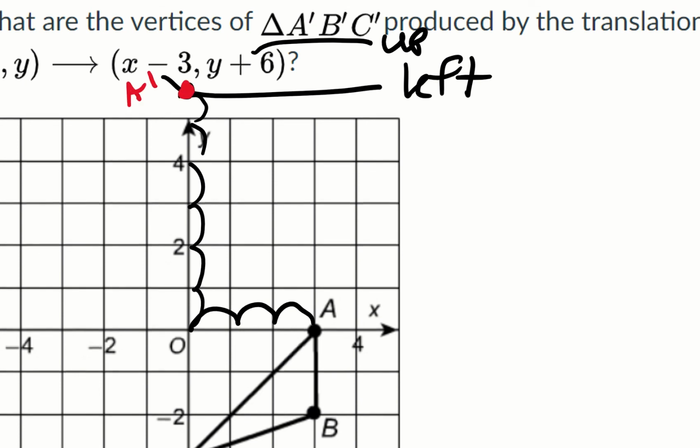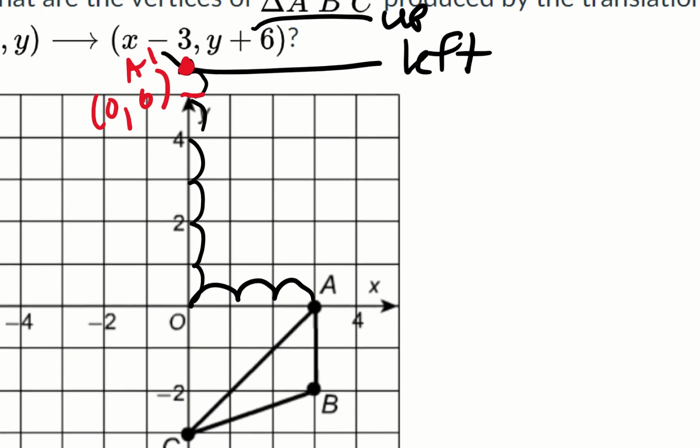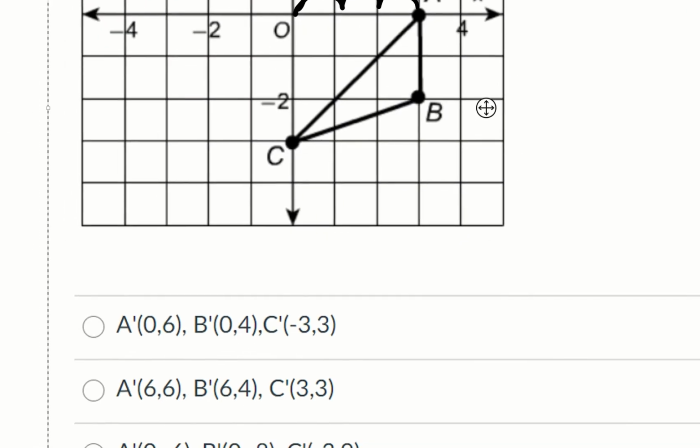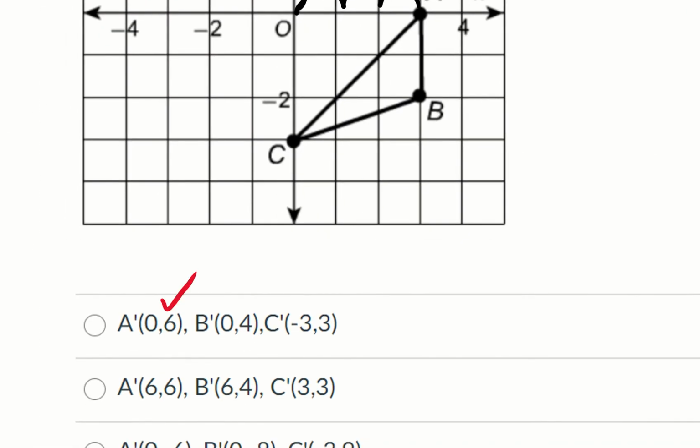And so A prime is 0, 6. It's over here and then over here on the y-axis. And then it says A prime is 0, 6. So far this looks good.